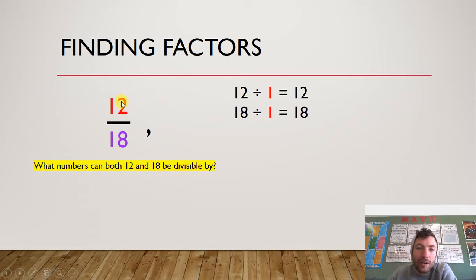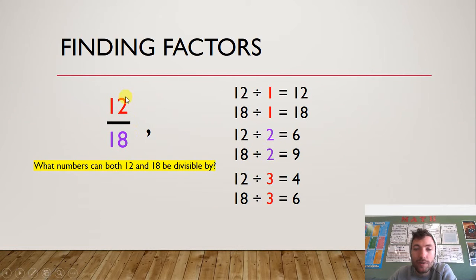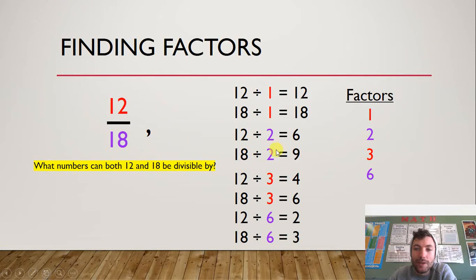I know that 12 and 18 can both be divided by 1. So 12 divided by 1 equals 12, 18 divided by 1 equals 18. I also know that because they're even numbers, they can be divisible by 2. So 12 divided by 2 is 6, 18 divided by 2 is 9. I also know that 3 will go into 12 and 18, so 12 divided by 3 equals 4, 18 divided by 3 equals 6, and also 6 goes into 12 and 18, so 12 divided by 6 is 2, and 18 divided by 6 is 3. So these are all the factors: 1, 2, 3, and 6 are the factors that go into 12 and 18.